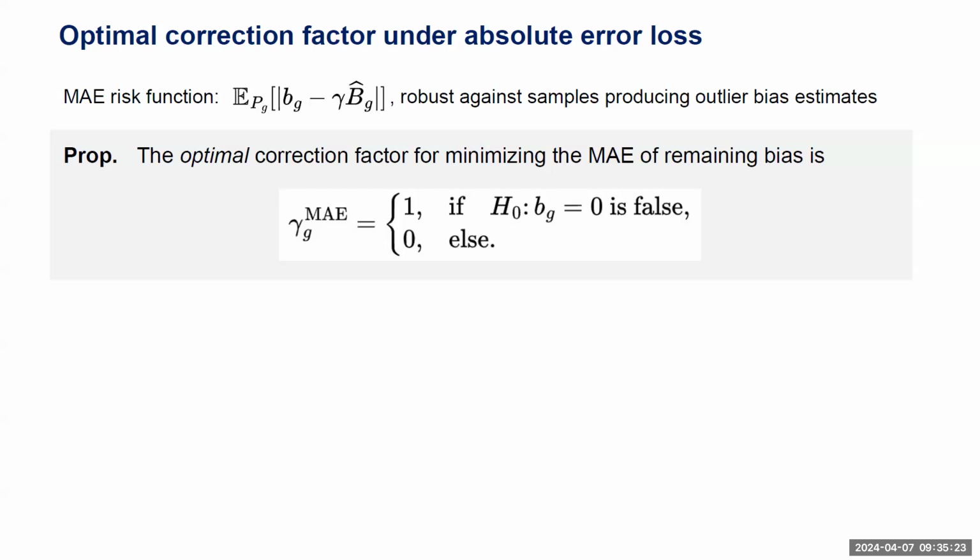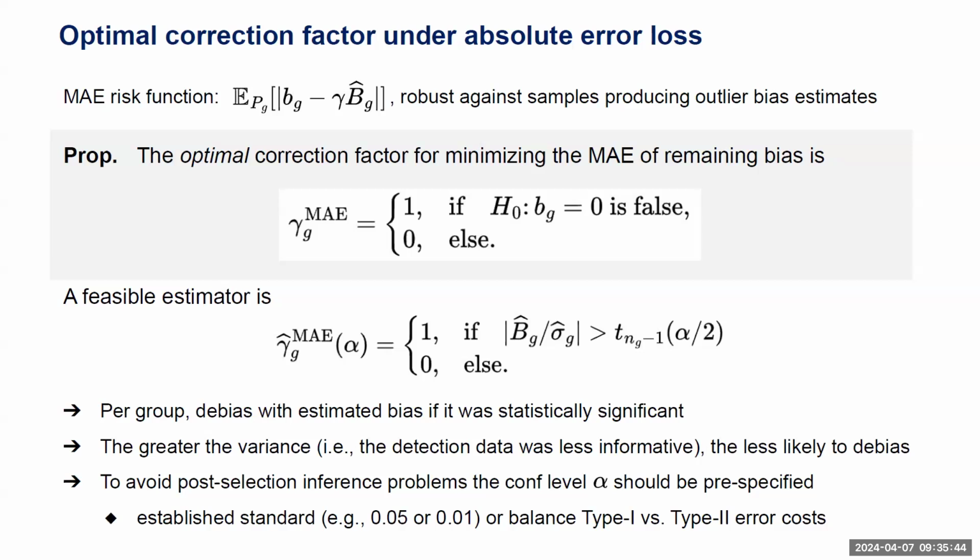You could take the average. Then it is very simple to see what the optimal correction factor is. What is the optimal way to debias if you care about such risk? If there is true bias, so your null hypothesis isn't true, then you simply debias with the point estimate. Otherwise, you do not. However, we don't know if the null actually is false. The best we can do is test it. So a feasible estimator is to debias if our test statistic exceeds the critical value.